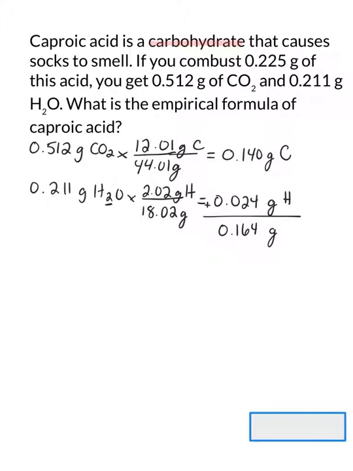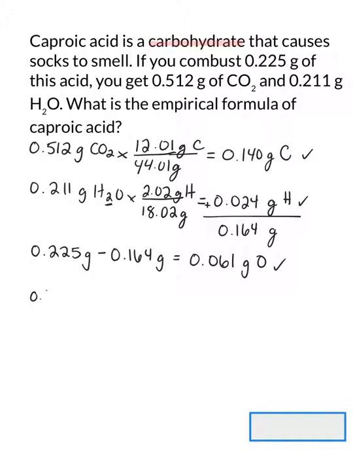Now, if I add these two together, so 0.140 plus 0.024, I get 0.164 grams. Right? Now, notice in my original compound, it was 0.225 grams. Something was missing. That's the oxygen. So to find the mass of the oxygen, I'm going to take 0.225 grams, my total mass, and I'm going to subtract out the 0.164 grams. That leaves me with 0.061 grams oxygen. Right? So I've got carbon, I've got hydrogen, I've got oxygen.